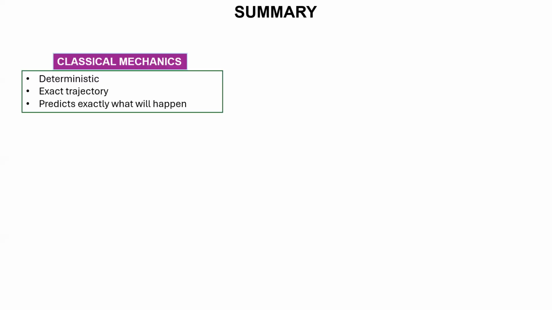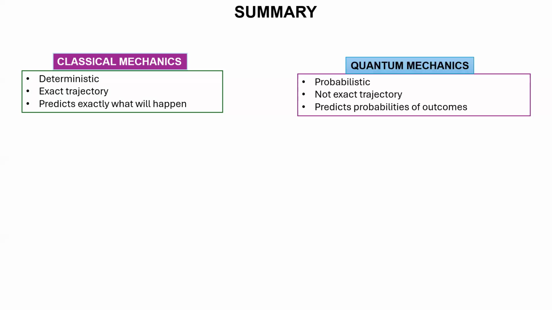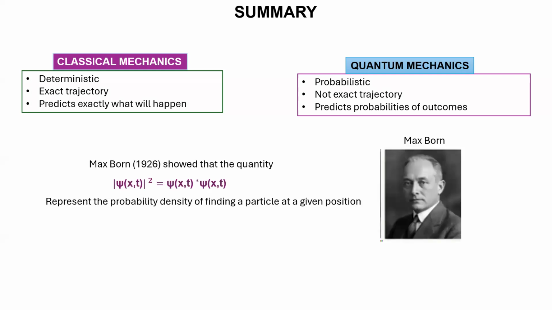So in summary, we can say that classical mechanics is deterministic in nature, and we can exactly calculate the trajectories of the particle, which basically predicts exactly what will happen. On the other hand, quantum mechanics is probabilistic in nature; it does not exactly give the trajectories of the particle, but it can predict the probabilities of outcomes.